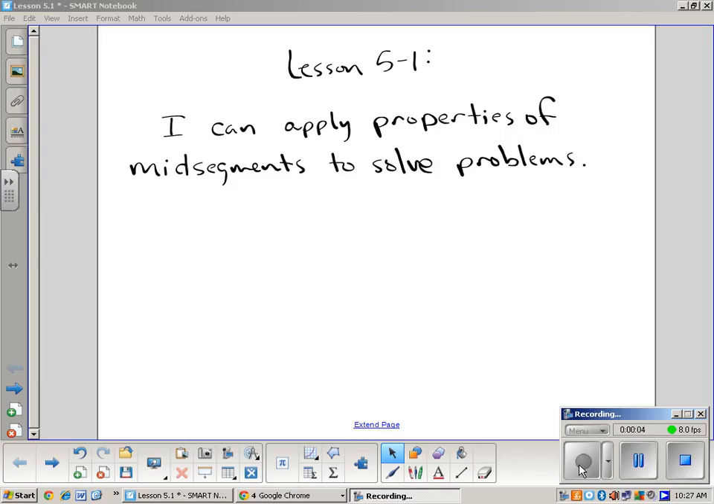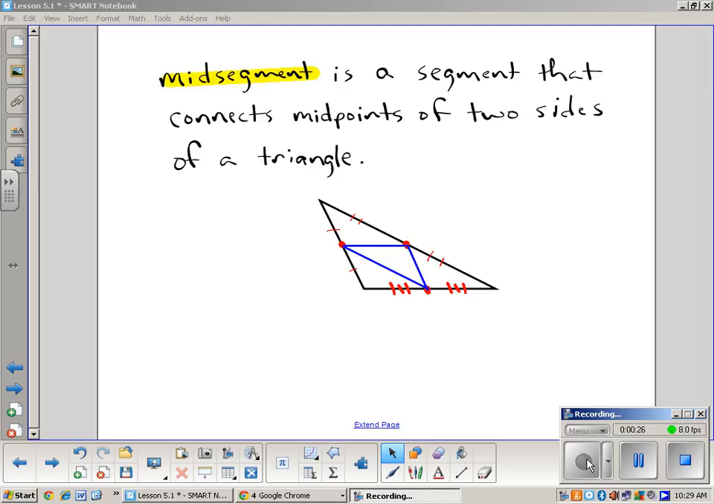Because I can apply the properties of mid-segments to solve problems. Now we're going to be talking about specifically mid-segments in triangles today. So these are going to be a little different than mid-segments of parallelograms or rhombuses. Okay, so the first thing we're going to need to talk about is what is a mid-segment.